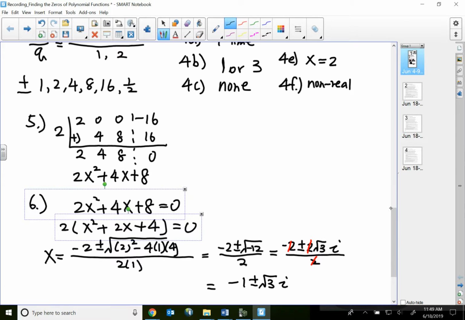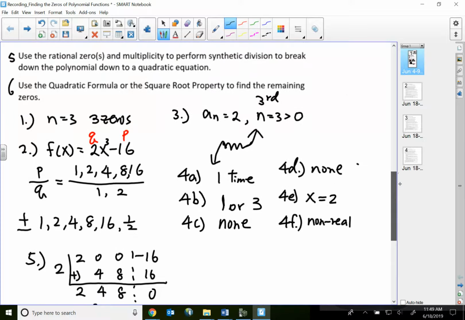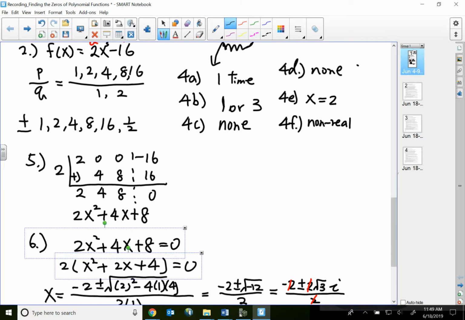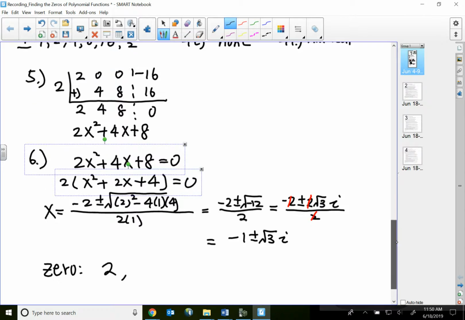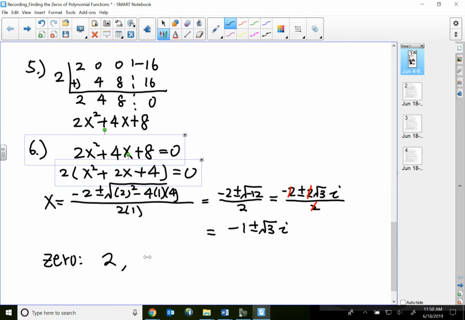So what are my zeros? Let me write it down here. My zeros are: the first one I found was x equals 2, so that confirms multiplicity is 1. Another zero is negative 1 minus square root of 3 i. And the third one is negative 1 plus square root of 3 i. There you go. Here are my 3 zeros.